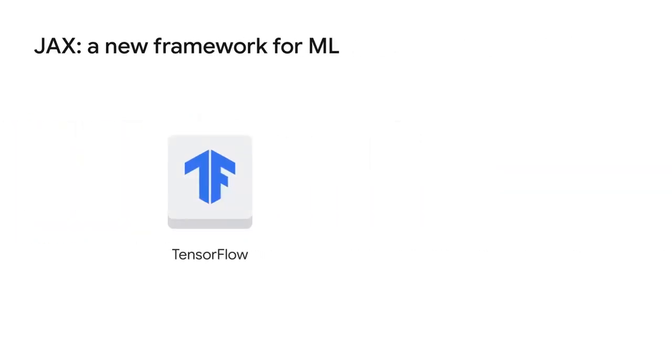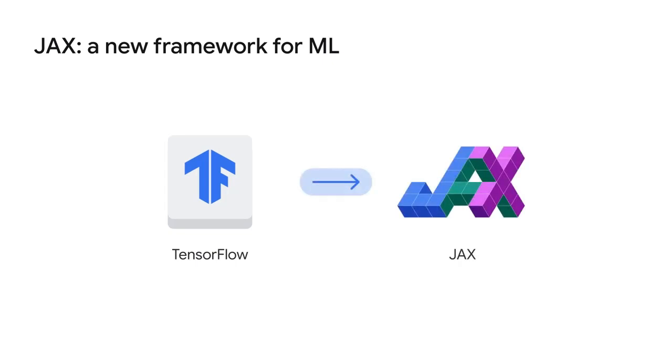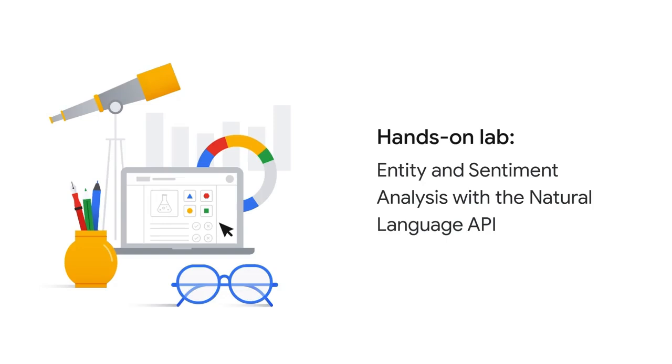Apart from TensorFlow, Google is constantly introducing new frameworks. One of the most promising frameworks is JAX. JAX is a high-performance numerical computation library that is highly flexible and easy to use. It offers new possibilities for both research and production environments. Now it's time for some hands-on practice. In the following lab, you'll use the Natural Language API to analyze text. Specifically, you'll identify entities and analyze sentiment with code.